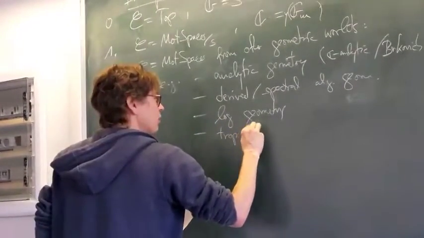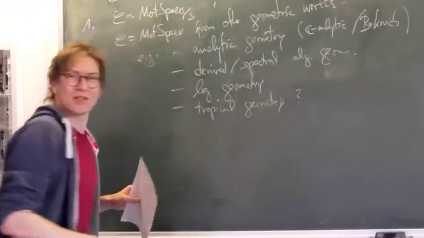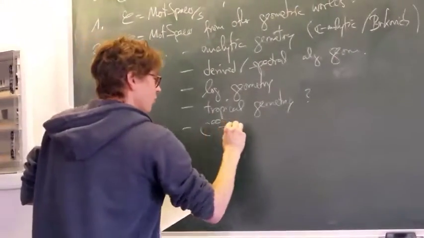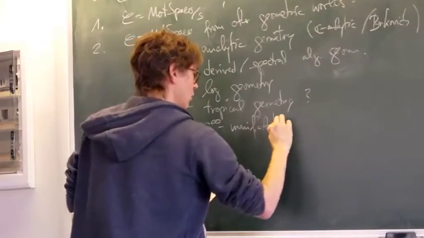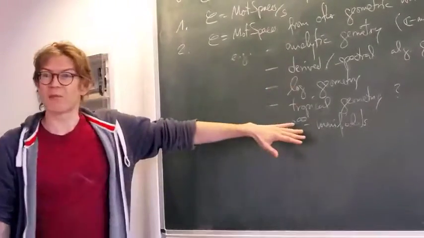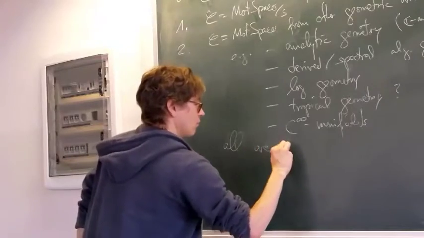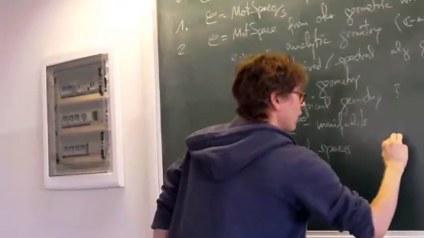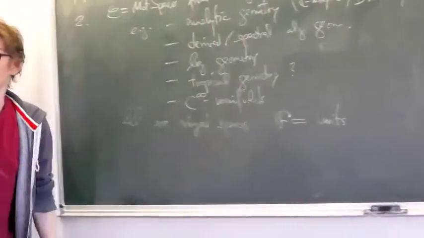Possibly tropical geometry, but I didn't try how much sense it makes. But you could just throw in C infinity manifolds. So all of these are examples of ringed spaces, all these geometric objects. And we can take G to be the units of this structure sheaf, which is a ring.